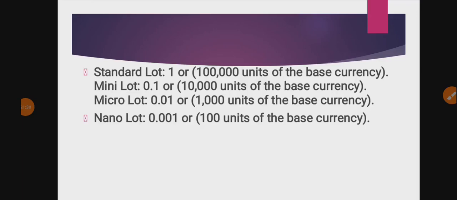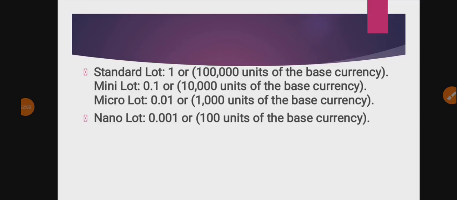All those are mini lots. In the case of the standard lot, it could be 1, 2, 3, 4, 5, 6. Those are standard lots, multiples of standard lots. Then we also have the micro lot, which is 0.01, and its multiples. It could be 0.01, 0.02, 0.03, 0.04. All those are micro lots.